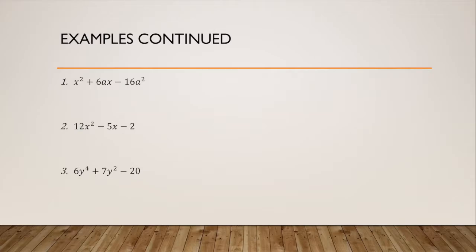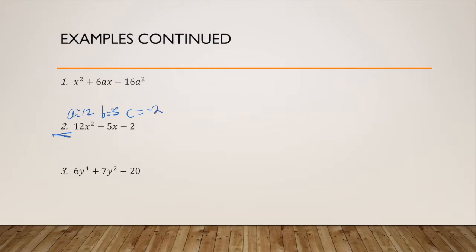So let's look at this. Let's work on this second example here. This is where, for the first time, our A doesn't equal 1. So let's label our ABCs. Our A is 12, our B is -5, and our C is -2.